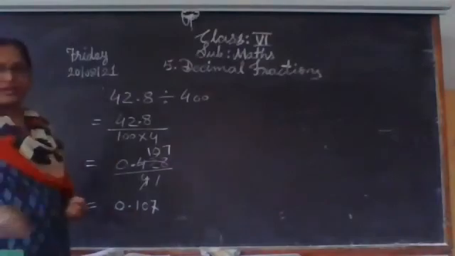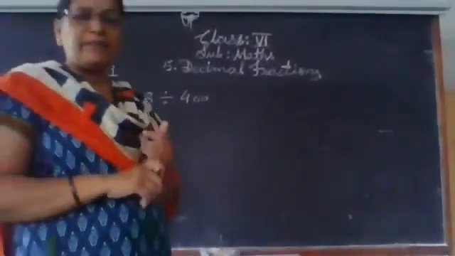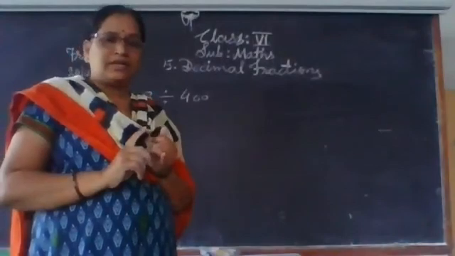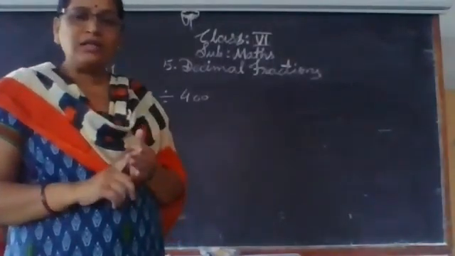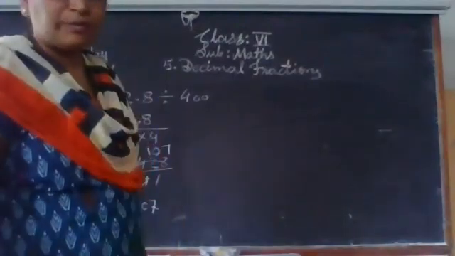0.107. Got it, beta? So in this way, you will be able to divide any number or any decimal fraction by 10, 100, 1000 or their multiples. So bye-bye, children.